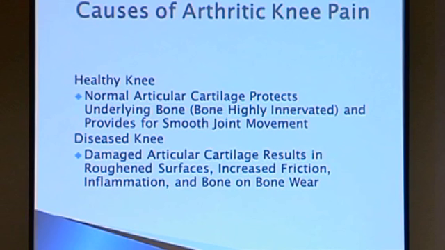Well, the normal knee, of course, has articular cartilage, which protects the underlying bone, and the bone is highly innervated. The cartilage provides for smooth joint movement. If the knee becomes diseased, then the cartilage becomes rough, and this results in increased friction, inflammation, and then maybe bone-on-bone wear. As the cartilage is fully worn away, the sensory nerves of the bone are exposed, and this is a very painful condition.